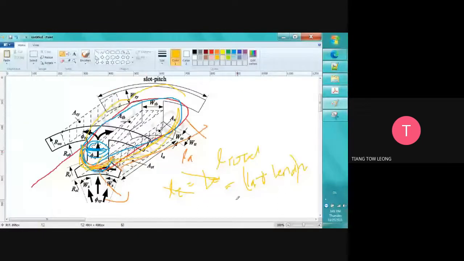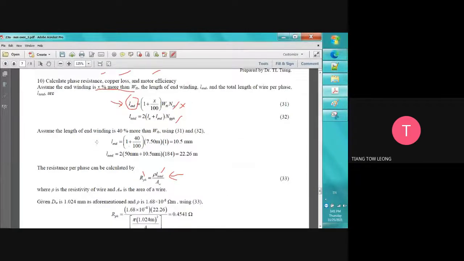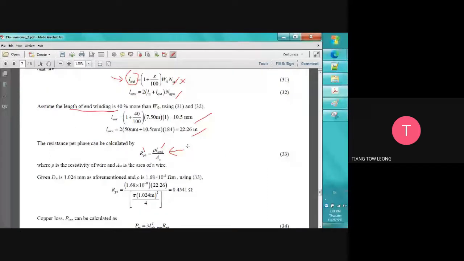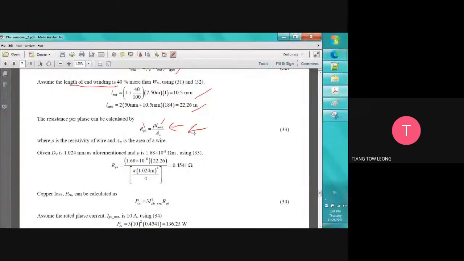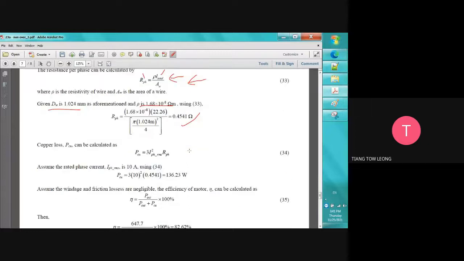Just now this one is only one coil. After that, we need to multiply by the number of turns. How many turns does it have? So assume the length N1 is 40% more than WTB. After that, we use R equals rho L over A, where the diameter D is 1.024 mm. Rho is taken for copper from a Google search. Then we insert everything.